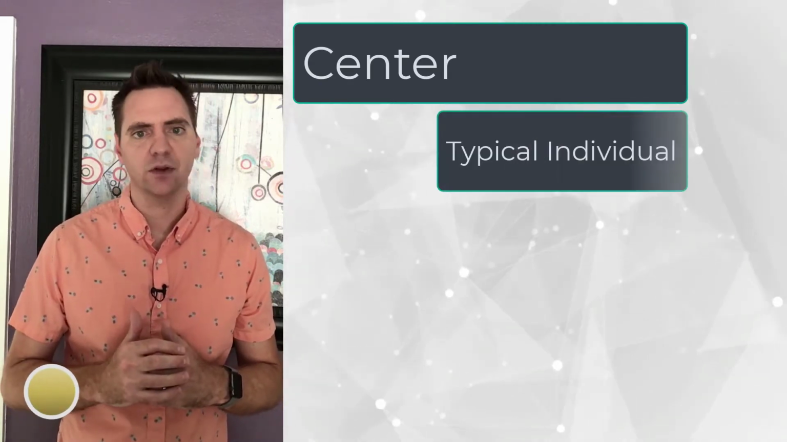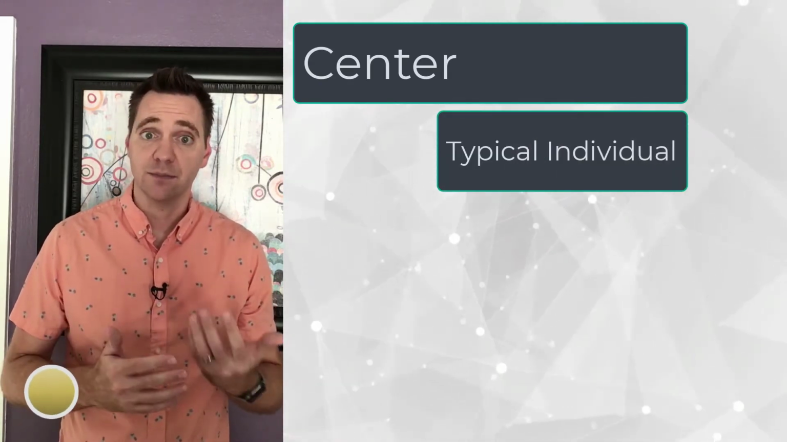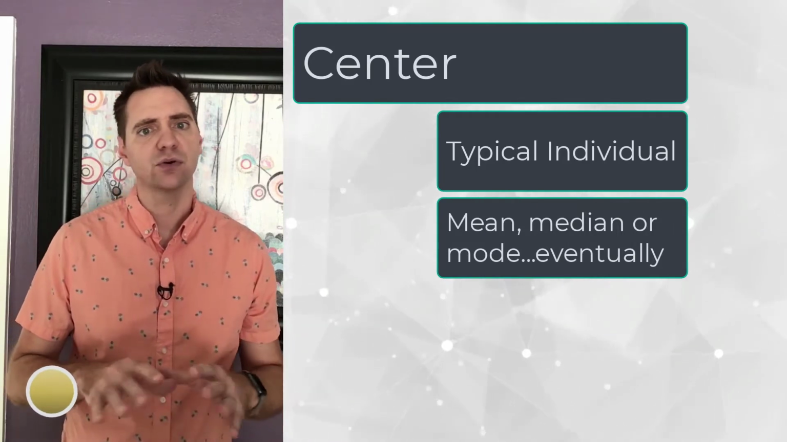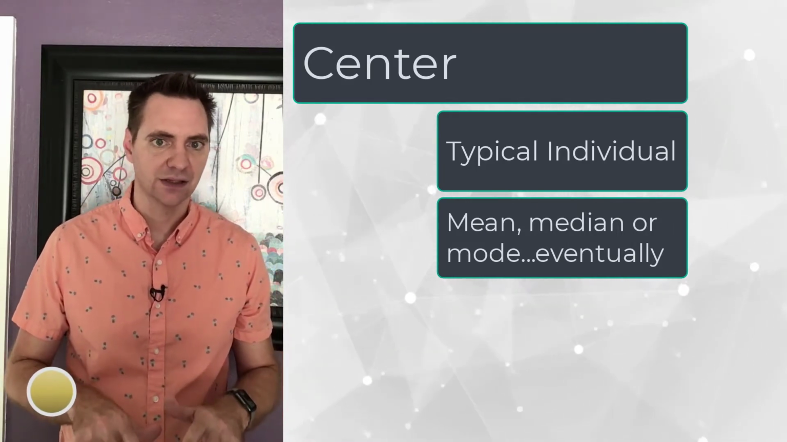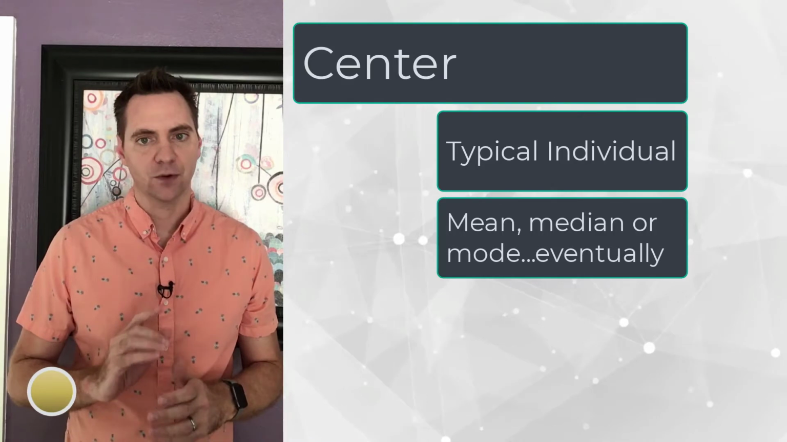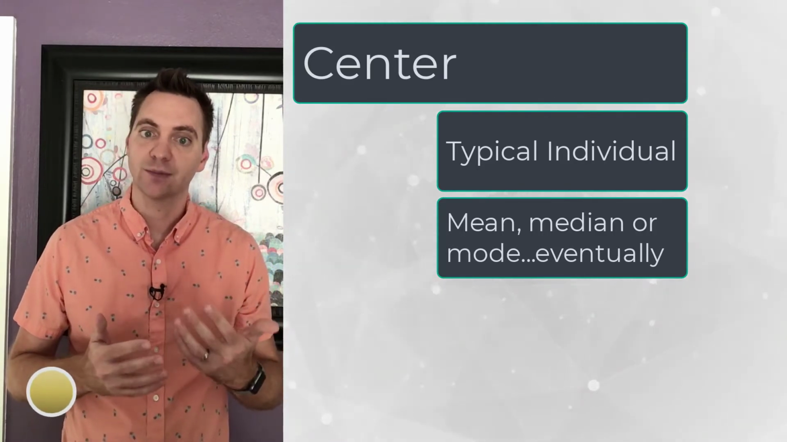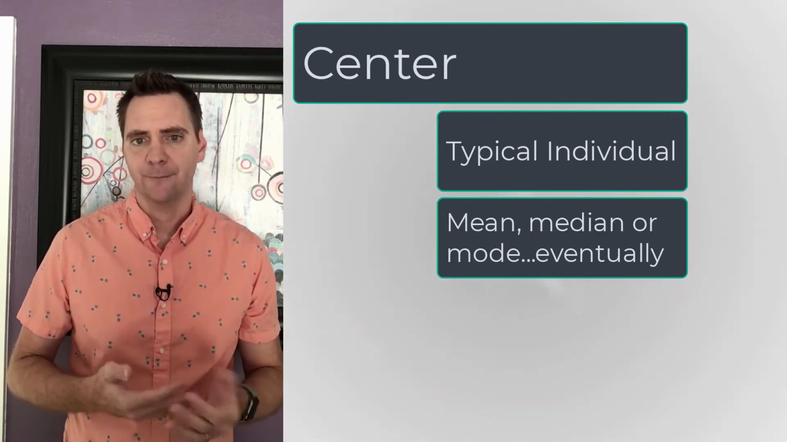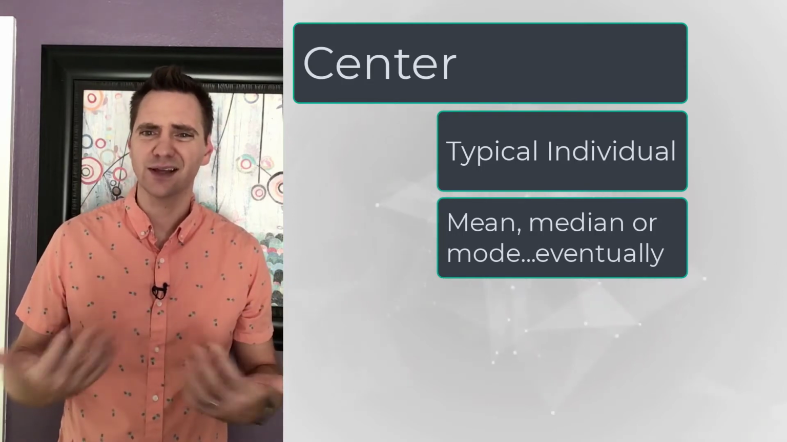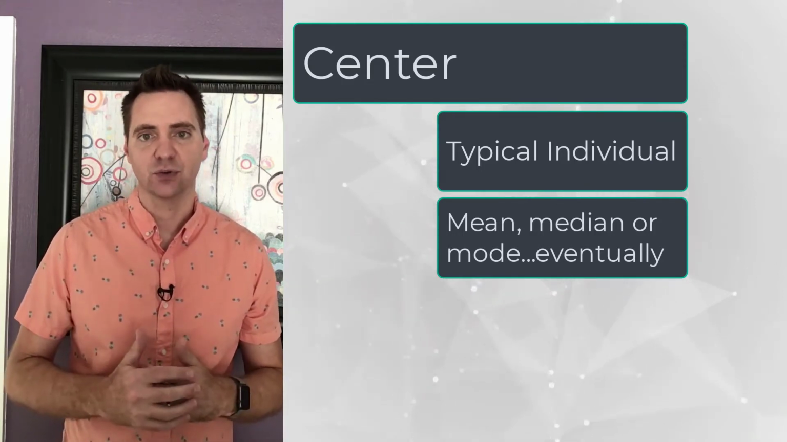Next is center. Center describes how the typical individual behaves. This might be the mean, median, or mode, but don't use these specific words just yet. We'll focus on using the word typical and trying to identify how a randomly selected individual might behave. Ask yourself, what is the most likely occurrence here? And that's often going to describe the center of the distribution.